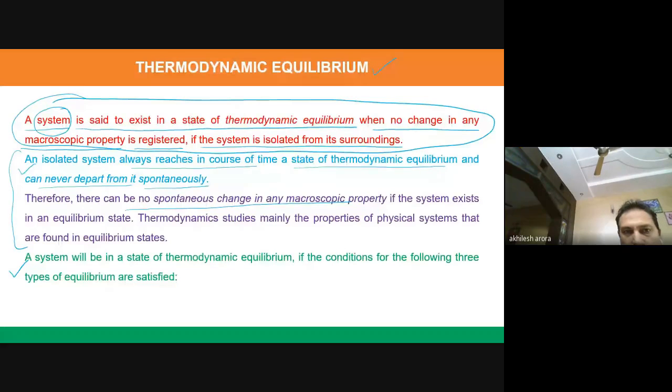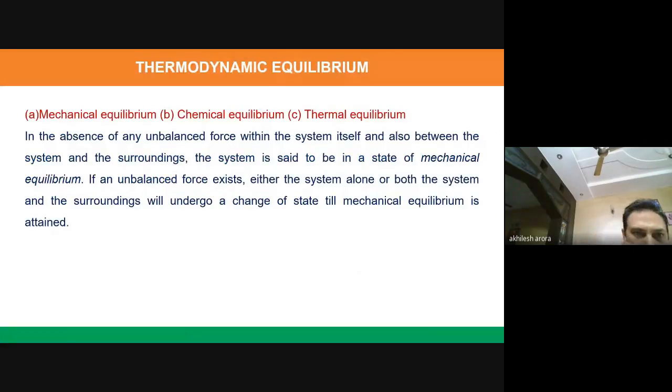A system is said to exist in a state of thermodynamic equilibrium when no change in any macroscopic property is registered if the system is isolated from its surroundings. Now, what is the meaning actually? A system will be in a state of thermodynamic equilibrium if the conditions of the following three types of equilibrium are satisfied. Now, what are these three types of equilibrium? Let us see those.